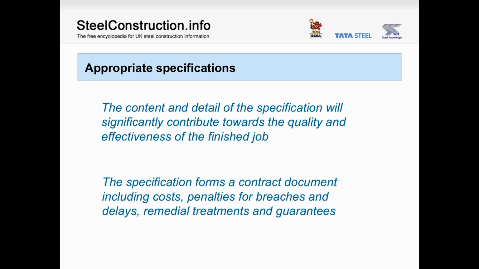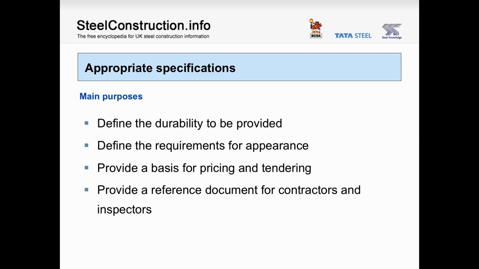Specifications may be either performance-based or prescriptive-based. Performance-based types allow the specifier to choose those treatments that will achieve a desired life to first maintenance, while the prescriptive types set out detailed requirements and include specific processes and coatings. The main purposes of the specification are to define the durability to be provided, define the requirements for appearance, provide a basis for pricing and tendering, and provide a reference document for contractors and inspectors.